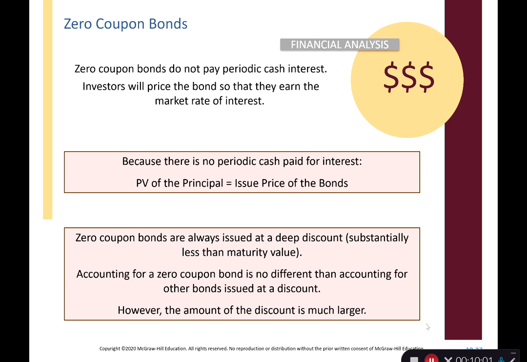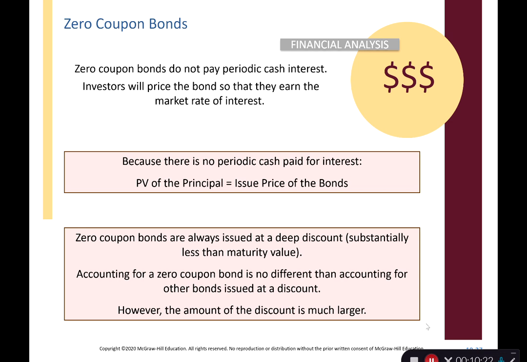Zero coupon bonds are bonds that don't pay periodic interest. So instead, zero coupon bonds are given a very large discount because the coupon rate is effectively zero and the market rate's going to be greater than zero. So there's a bigger discount to make up for the lack of interest.